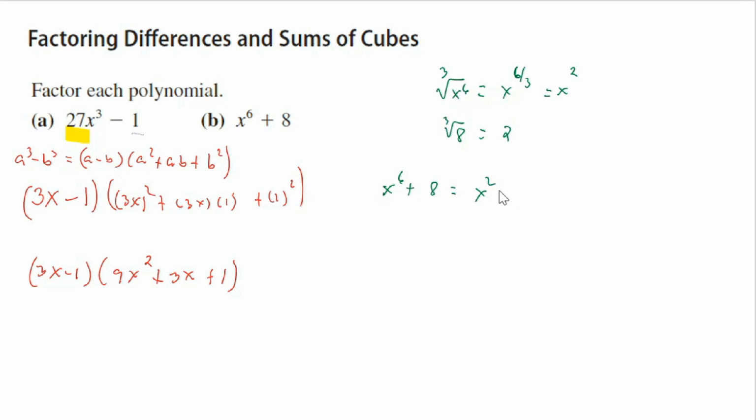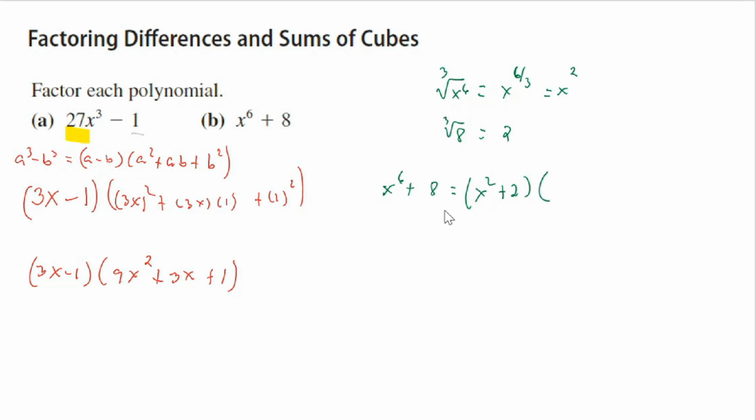This is positive, so I will write positive. And the cube root of 8 is 2. That is now our binomial. So it's similar to a minus b. Since it's plus, it should be a plus b. Now, the trinomial will be coming from this.